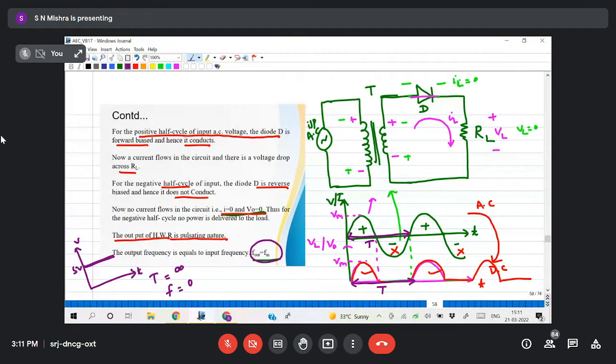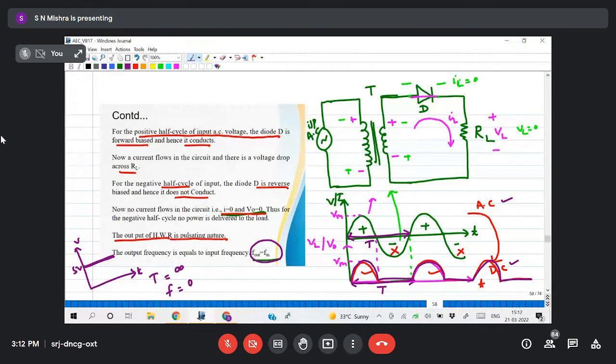We are saying it is converting AC to DC, but it is pulsating in nature. That's why we have some frequency, and that frequency is same as input frequency. Right. Now once we understand that, then we will discuss different parameters of rectifier. One very important parameter is efficiency. Another one is the ripple factor, and another one is PIV.